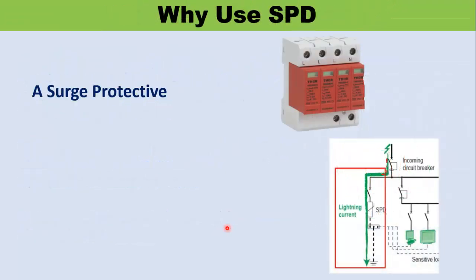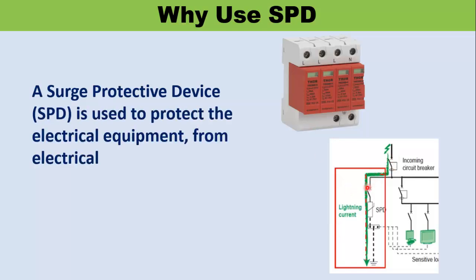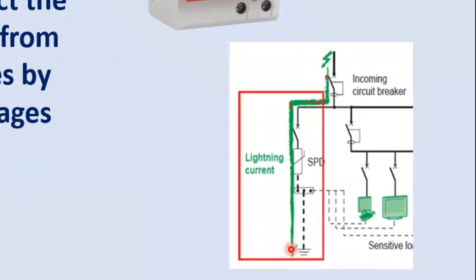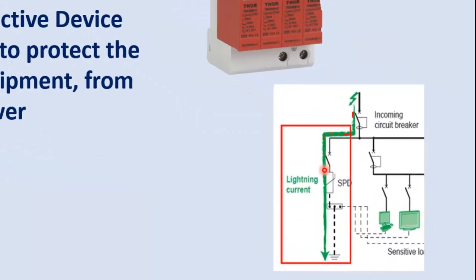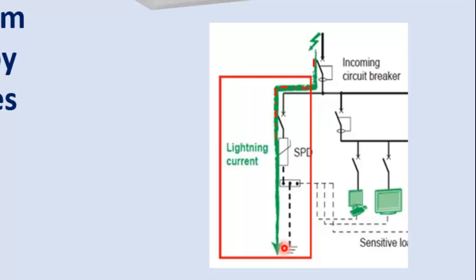A surge protective device, SPD, is used to protect the electrical equipment from electrical power surges by limiting transient voltages and diverting surge currents into the ground.